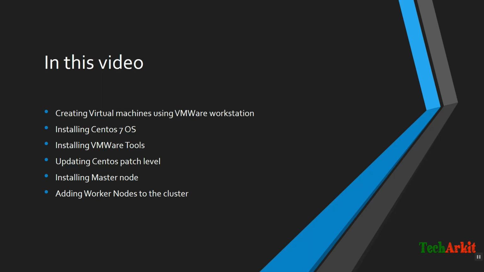Then the fourth, fifth, and sixth steps: updating the CentOS patch levels, installing the master node, and adding the worker nodes to the cluster. You have to watch the video to understand how to set that up. If you are a beginner, you have to follow all of these steps from first to last. If you already have some experience in a Linux environment, then you can skip until the third part and continue from the fourth part. Let's see it in the practical scenario.